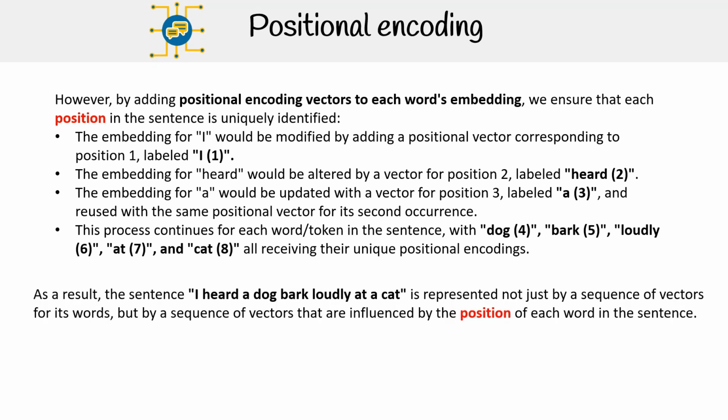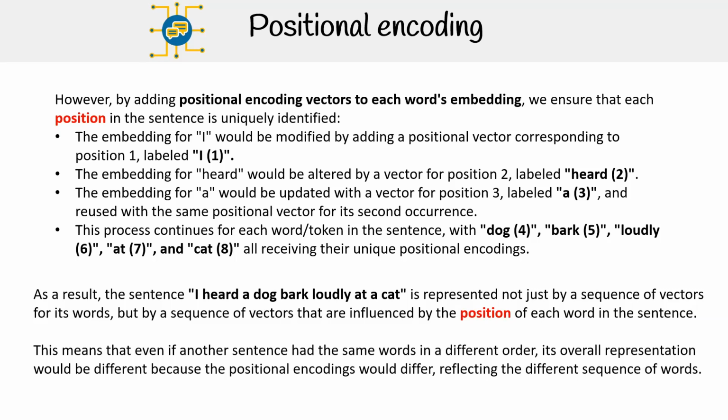As a result, the sentence "I heard a dog bark loudly at a cat" is represented not just by a sequence of vectors for its words, but by a sequence of vectors that are influenced by the position of each word in the sentence. This means that even if another sentence had the same words in a different order, its overall representation would be different because the positional encodings would differ, reflecting the different sequence of words.